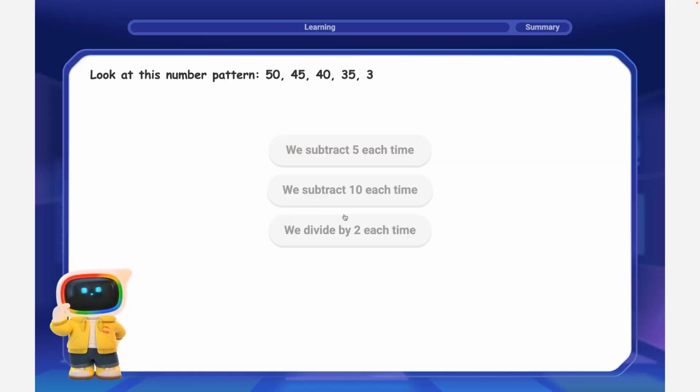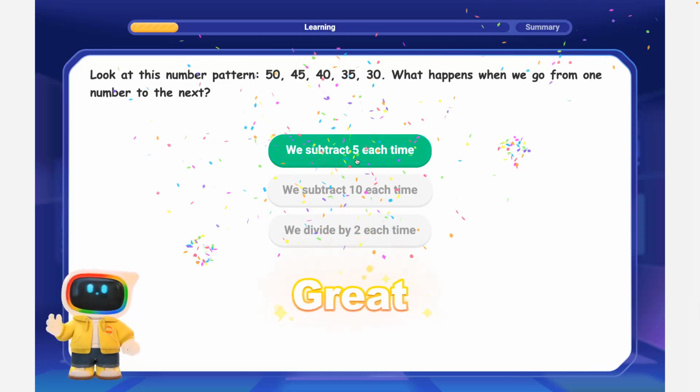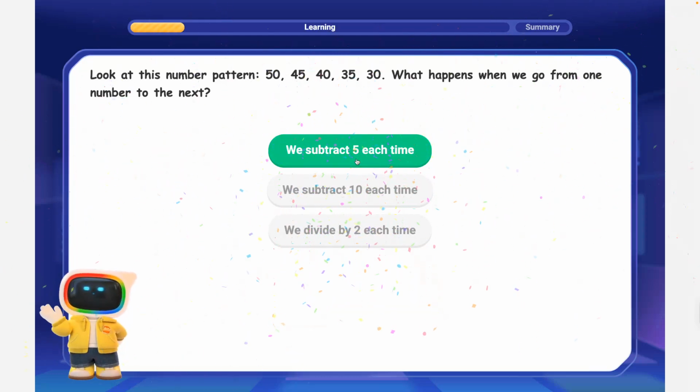Look at this number pattern: 50, 45, 40, 35, 30. What happens when we go from one number to the next? Excellent! You found the pattern rule. We subtract 5 from each number to get the next number.